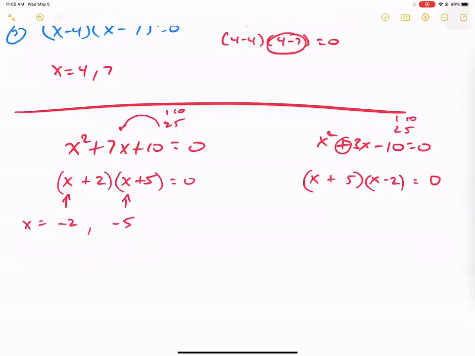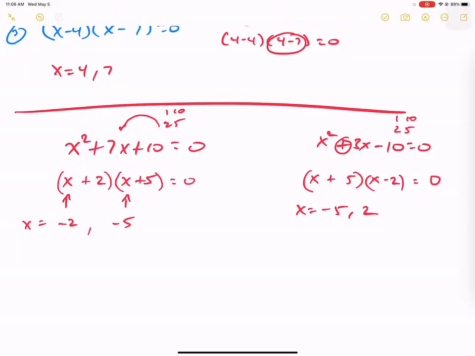We're now in factored form. What numbers will make this go to 0? Negative 5 and positive 2. That's how crazy easy this could be. But of course, it's a skill that we've been building up to.